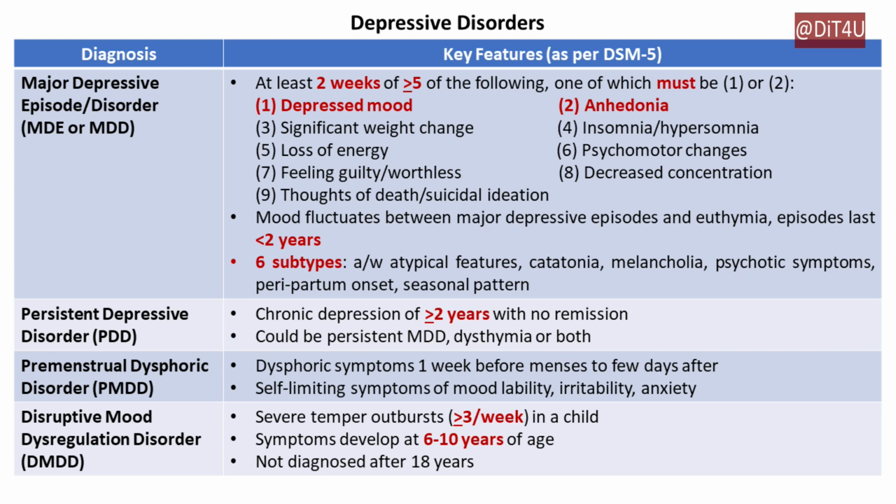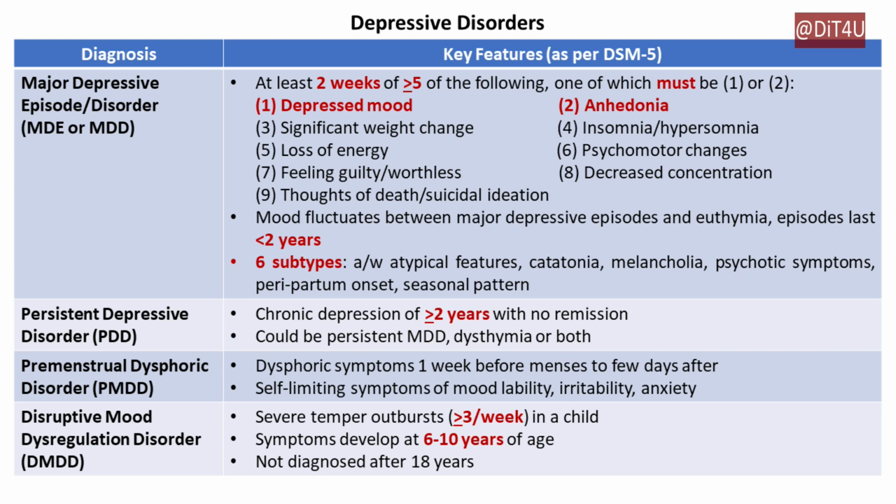Premenstrual dysphoric disorder, PMDD, dysphoric symptoms 1 week before the menstruation to a few days after. It's self-limiting, but it can cause mood lability, changes in mood, irritability, and anxiety. So it can be 1 week before to a few days after the menstrual period, but it's self-limiting.